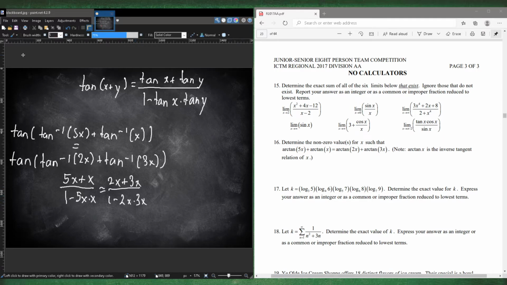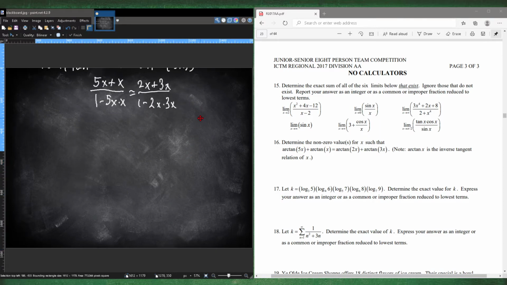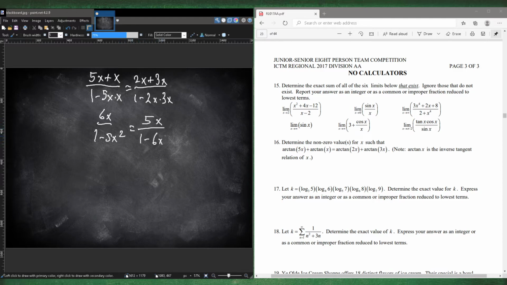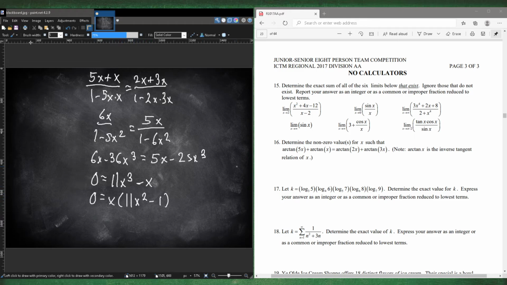And now it's really simple to solve. You just need to recognize that as possible and basically just do it. So this would be 6x on top, over 1 minus 5x squared, equals 5x over 1 minus 6x squared. Cross multiply, so 6x minus 36x cubed equals 5x minus 25x cubed. Move everything to one side, so 0 equals 11x cubed minus x. And then you factor out your x, which gives you x times 11x squared minus 1. And we know that x cannot be 0, so that factor is not possible. So that means 11x squared minus 1 equals 0.